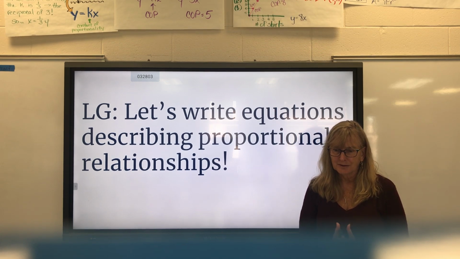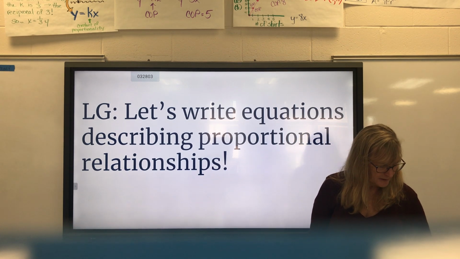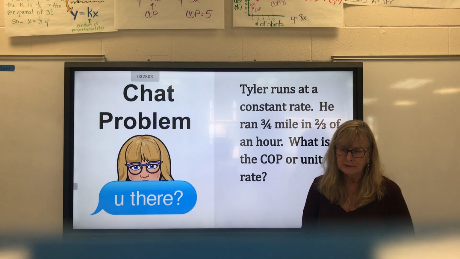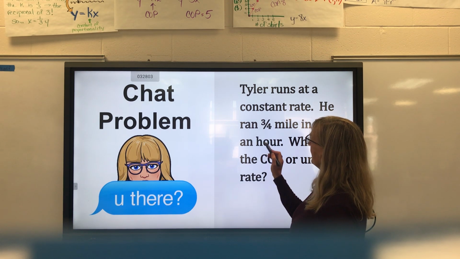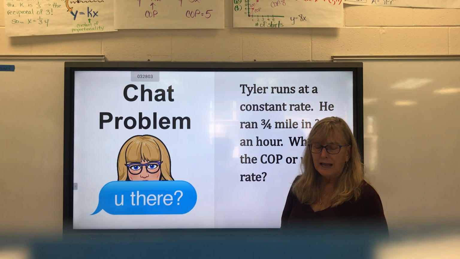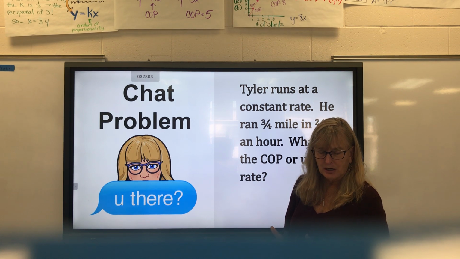I actually just had a question. What's your question? How do you tell which one's X or Y? Well, in the previous problem, you mean in the chat problem? Yeah. Because we wanted to know the COP, and speed is always per hour. So X is the column that goes to 1 when you're finding the COP. So that's why I put time in the hour column. Okay, good question.